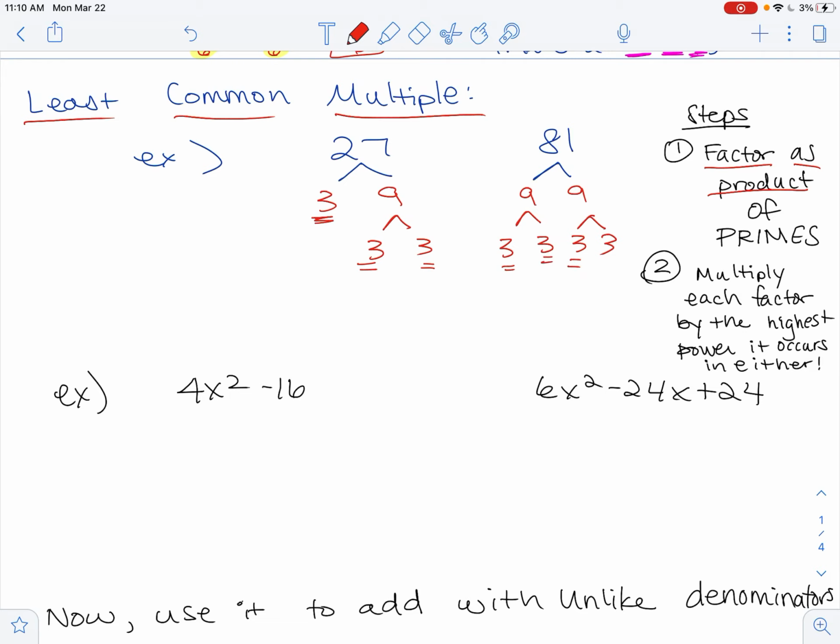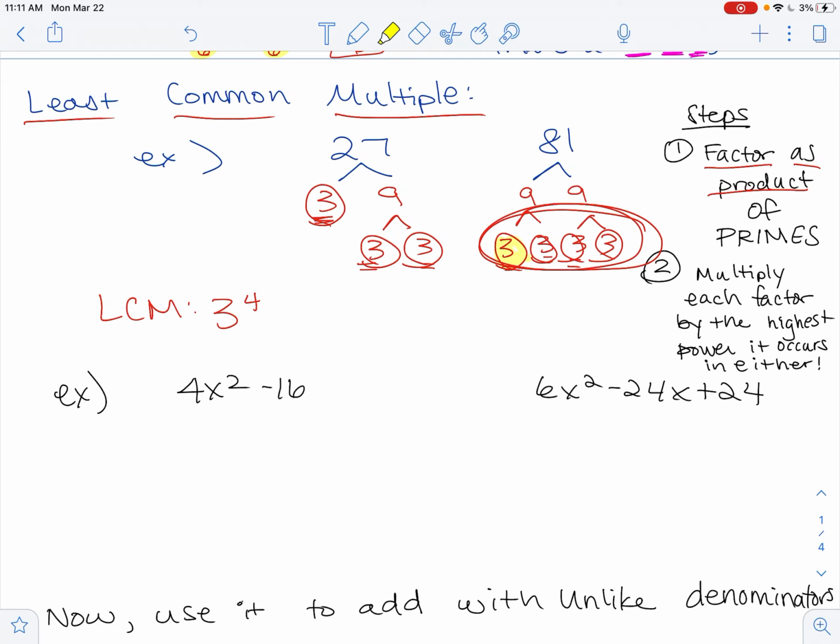We're going to multiply each factor. Basically, we're looking to see, okay, what's the LCM? The LCM is we're going to multiply by the number of factors that occur in either. Because they both have 3's, the number that's the biggest is this one. So they can both become 3 to the 4th, because this is the biggest number of times the 3 occurs, and 3 to the 4th is 81. So I know the least common multiple of both of these is 81. So I would just have to multiply the 27 by 3 to get another 81.